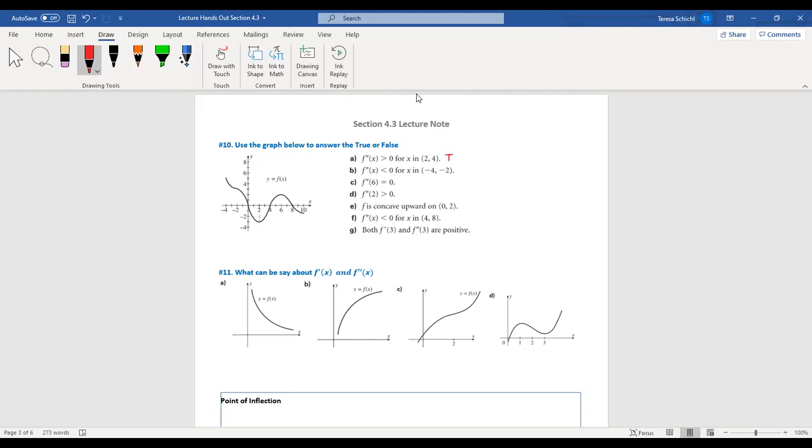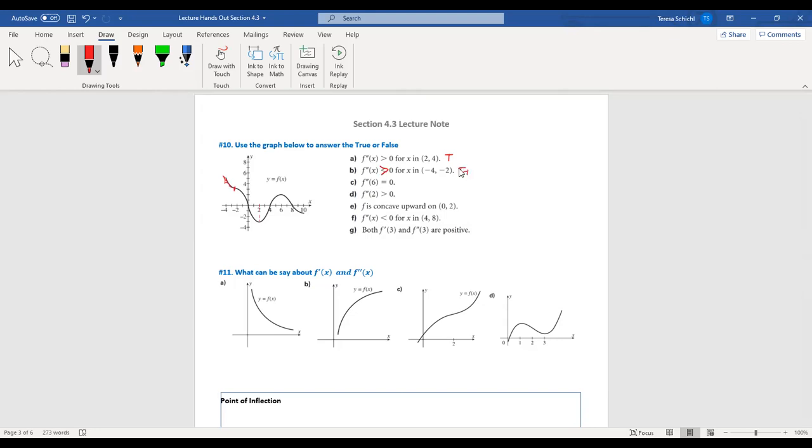Okay, the next one says f double prime less than 0, from -4 to -2. -4 is here, -2 is here, and in here, this is less than 0. Is this correct? Let's see. The curve is also above the tangent line. If it's above the tangent line, so what should it be? It should be greater than 0, right? So this is false here.